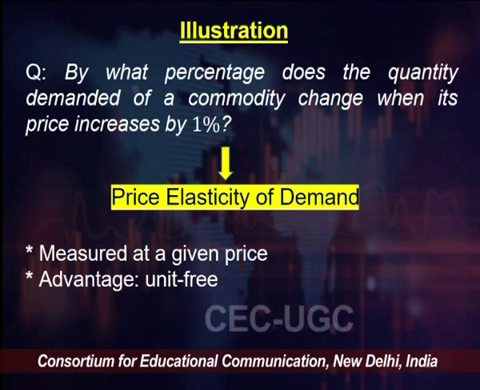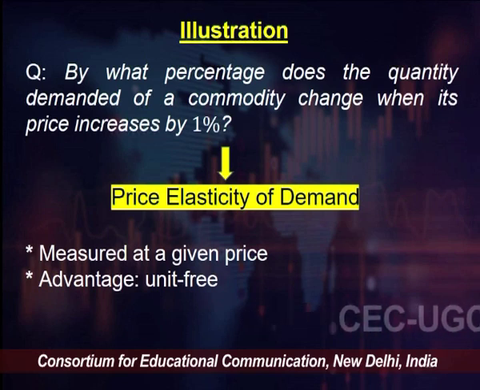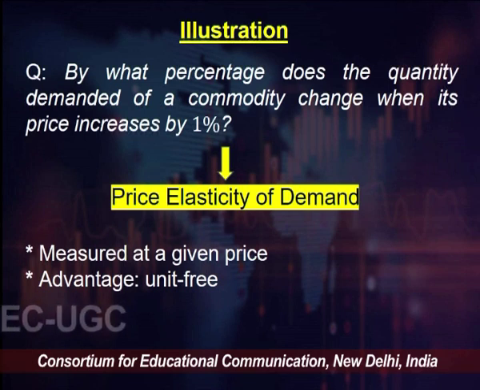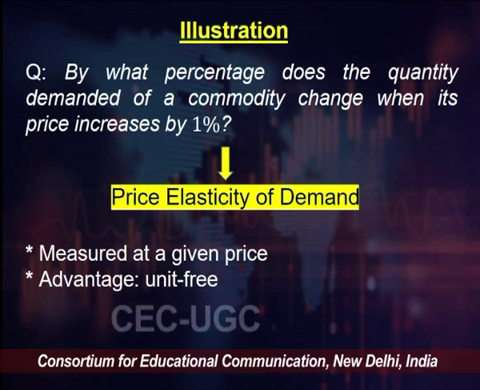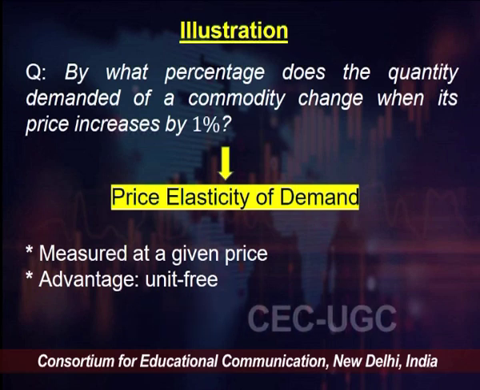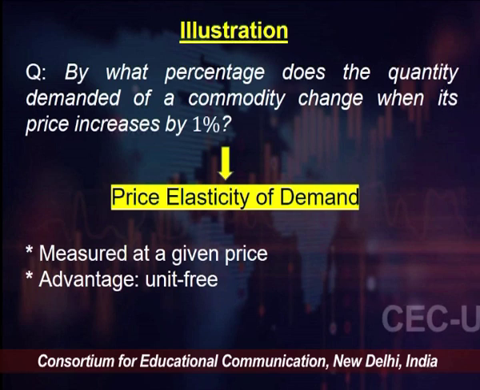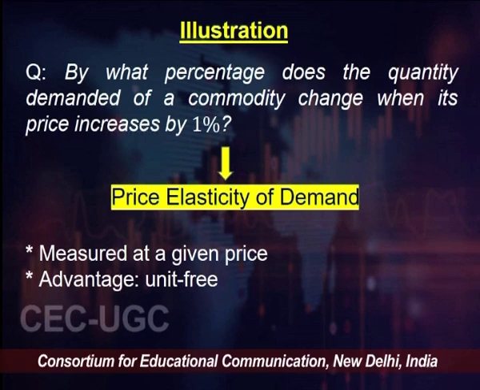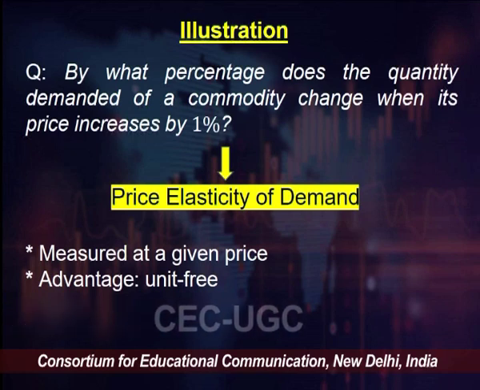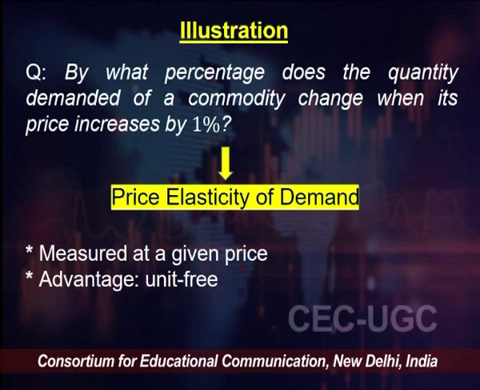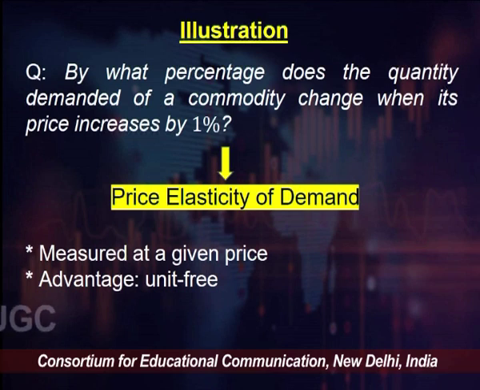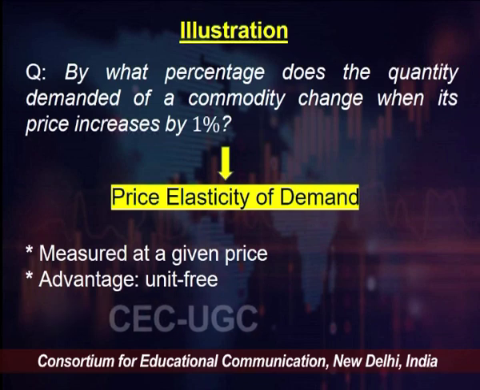So, the price elasticity of demand tells us by what percentage the quantity demanded of a commodity changes when its price changes by 1%. And this is the price elasticity of demand at a given price. The advantage of taking the ratio of the percentage changes, or the relative changes, is that the number we get is a pure number, free of the units of measurement.